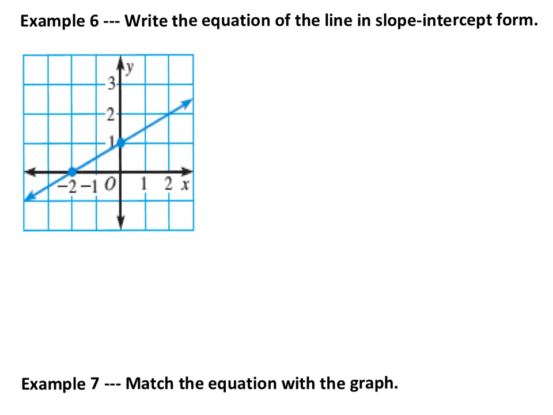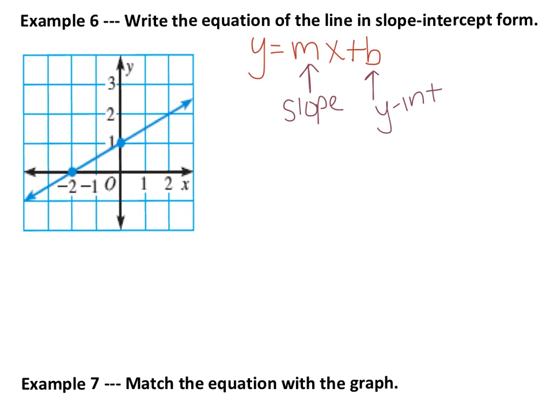Okay, for example 6, you're going to write an equation of the line in slope-intercept form. So we're going to take this graph, and we need to write an equation in this format. So we know that we need to fill in both m and b. So we need to find the slope and the y-intercept. And using this graph, we can find that intercept by following our y-axis. Wherever our line is, which happens to be right here, that's at a positive 1. So our y-intercept is a positive 1.